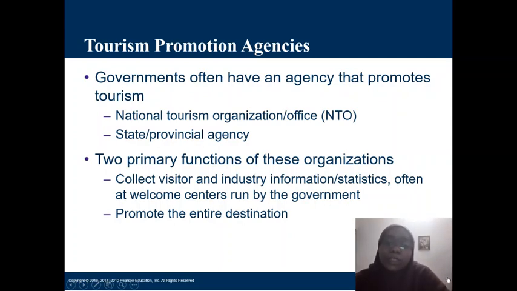They are often at welcome centers run by the government. When you have government-owned agencies, they often collect this data at the welcome center. Most times it's in the form of registration, so you register at the counter before you proceed to the destination. They also promote the entire destination. So those are the two main primary functions of these organizations: they collect visitor information or statistics, and they promote the entire destination.